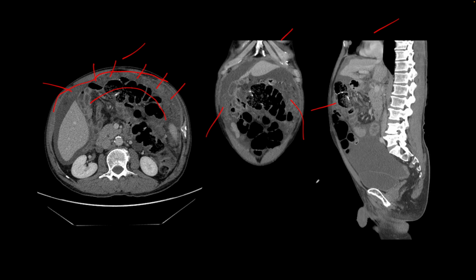She should have a primary tumor. On the sagittal image, we see that there is a complex cystic mass in the pelvis. It has some peripheral enhancement, and this is most likely an ovarian malignancy, which is leading to peritoneal carcinomatosis in this patient.